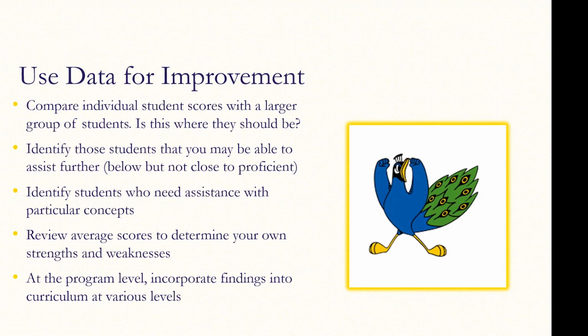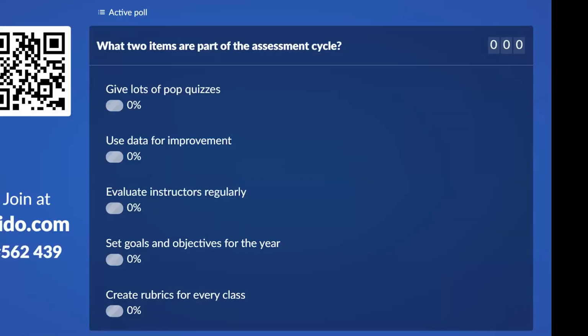Review those average scores to determine your own strengths and weaknesses as an instructor. Like, you put it in the curriculum, but if they're not getting it, then you have to readjust and figure out how do they gain this content. So at the program level, incorporate findings into the curriculum at every level. Once you find out what's going on, then you can adjust from the freshman to the senior level. You can adjust your curriculum accordingly. So in the illustration example, that's what they did with regard to illustration skills. And I think Kim and Ryan are going to give you some examples of how they adjusted their curriculum.